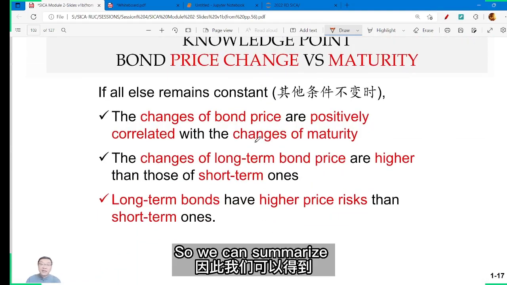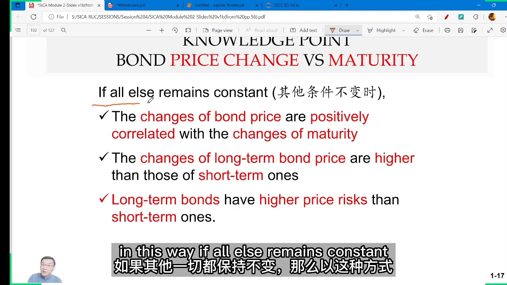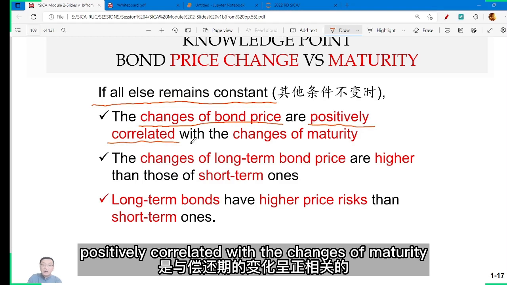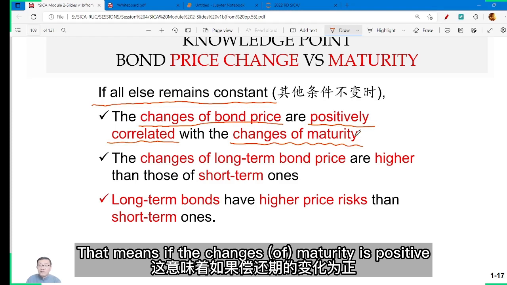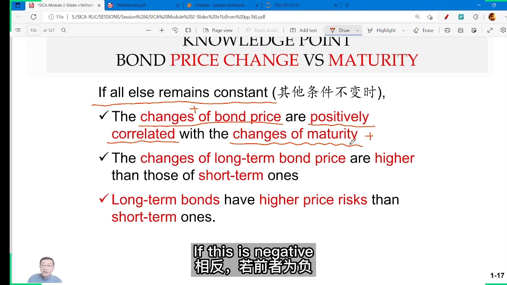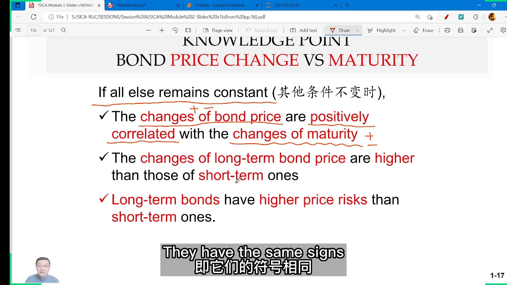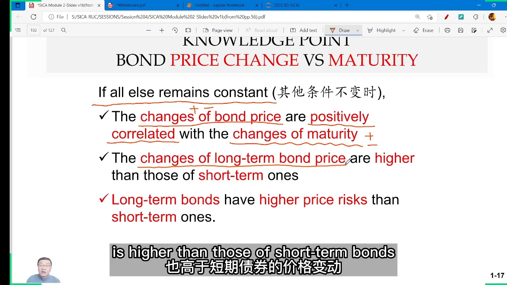So we can summarize what we find in the figure just now in this way. If all else remains constant, the changes of bond price are positively correlated with the changes of maturity. That means if the change of maturity is positive, the change of bond price is positive. If this is negative, this is negative. They have the same signs. Or the changes of long-term bond prices are higher than those of short-term bonds.